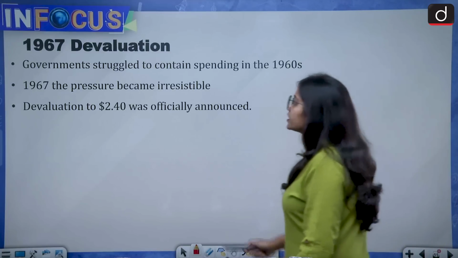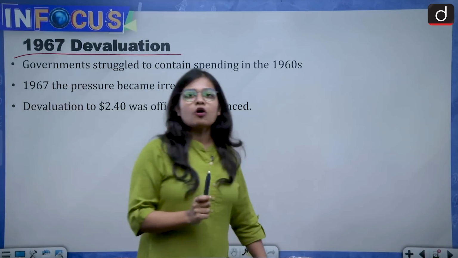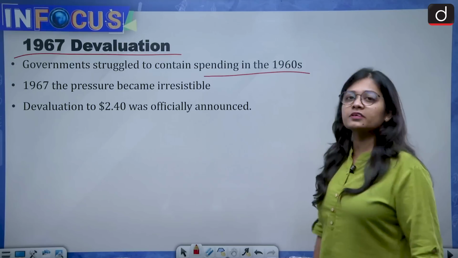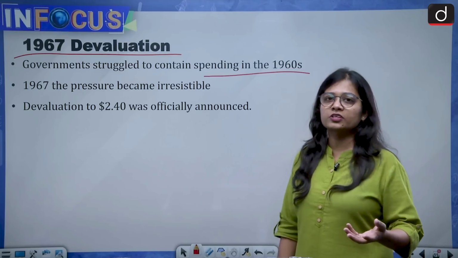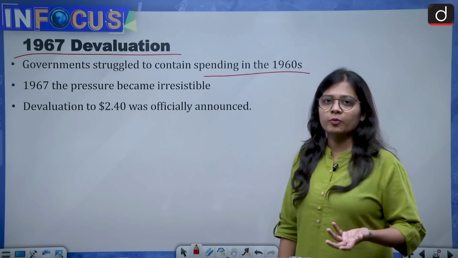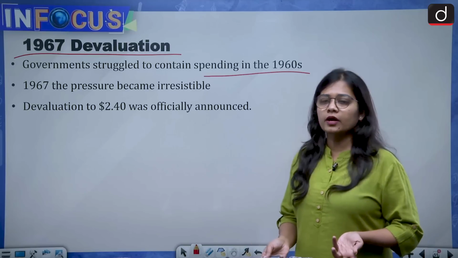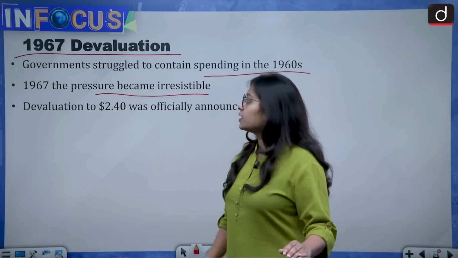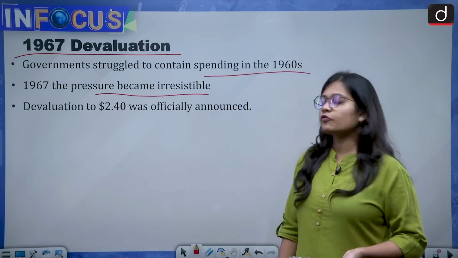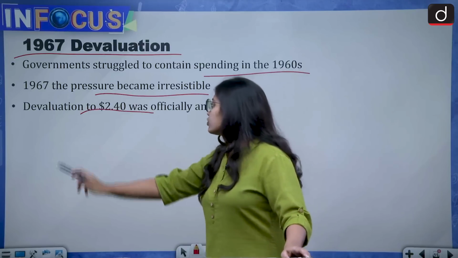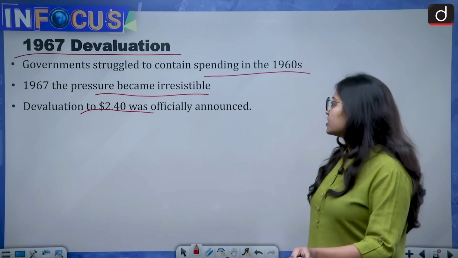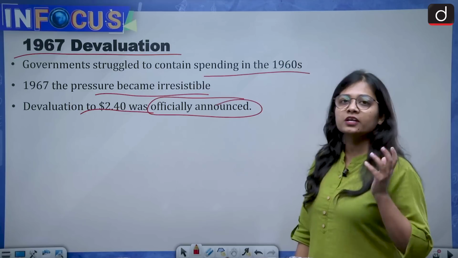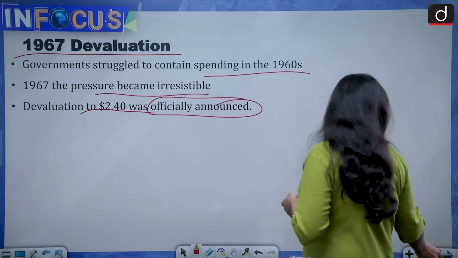Now let us talk about the 1967 devaluation of the pound. The government struggled to contain spending in the 1960s, and had to spend a lot during this time, because the currency was already not performing well, and there were other circumstances around it. So in 1967, the pressure became irresistible and devaluation of the currency followed. At that point of time the pound was 2.40 against the dollar, and the government officially announced that devaluation of the currency had taken place.